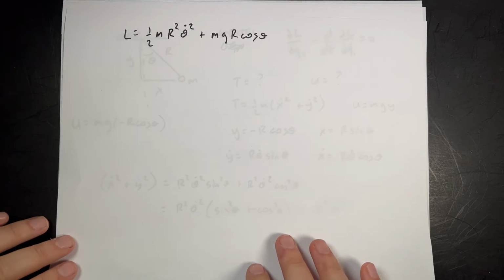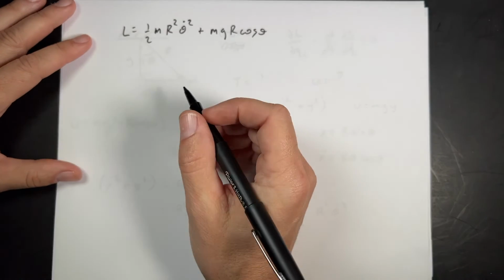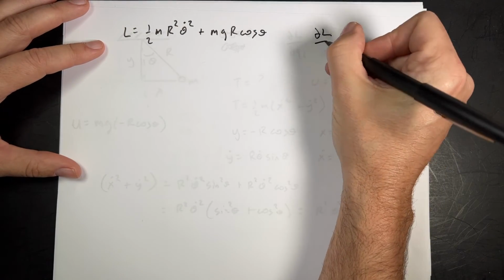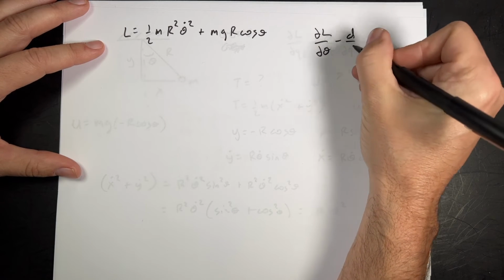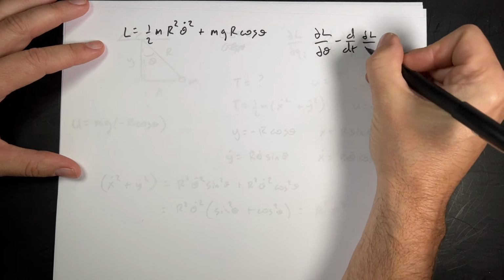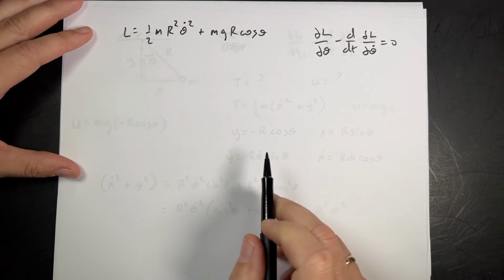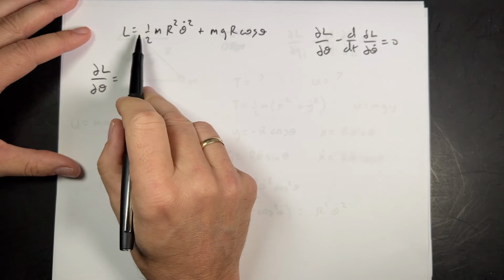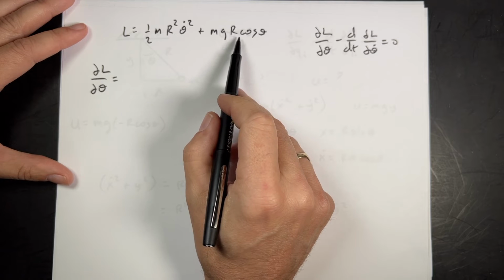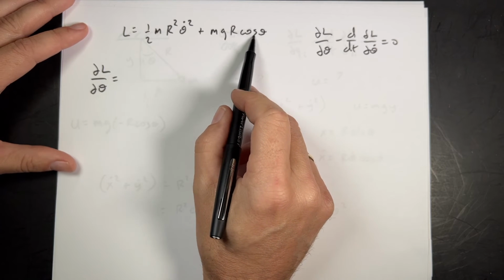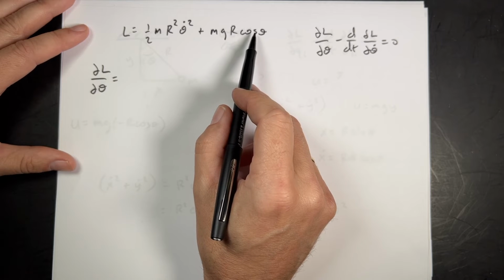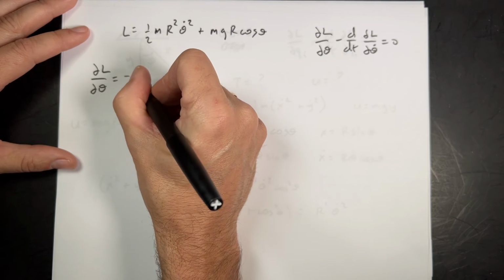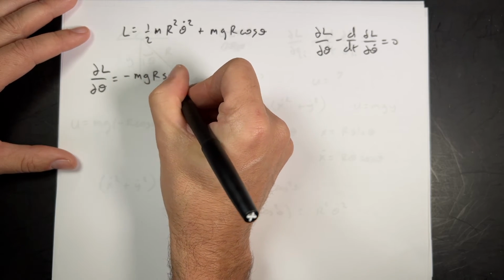I only have 1 degree of freedom, so I only have to do the Euler-Lagrange equation once. Remember, I'm going to have the partial of L with respect to theta minus the time derivative of the partial of L with respect to theta dot equals 0. Let's do this part right here, the partial of L with respect to theta. There's no theta here, there's a theta dot, but there is a theta here. So the partial of this with respect to theta is minus sine theta, and I don't have a theta dot because I'm taking the partial with respect to theta. So I get minus mg r sine theta.